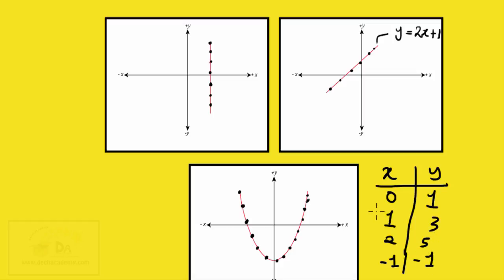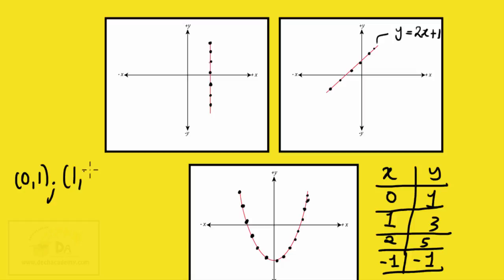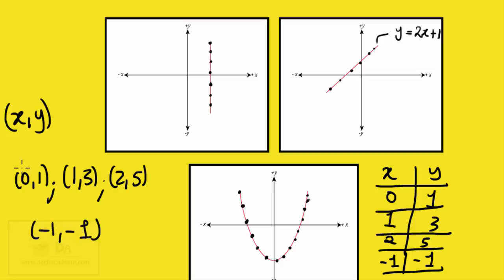So we have points here. Each row represents a point. Well, let me put it this way. We have 0, 1, we have another point 1, 3, another point 2, 5, another point minus 1, minus 1. And I've written this in the form x, y, where the first value is an x coordinate and the second value is a y coordinate. These points are plotted. So for instance, let's say 1, 2, 3, 4, some of these points will be plotted on this line and they'll be joined up to give the line.